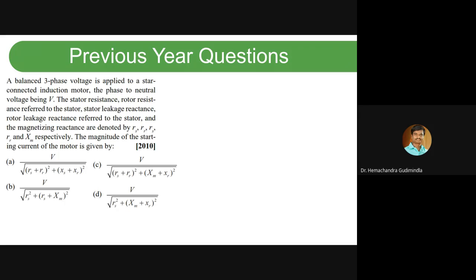Now a balanced three-phase voltage is applied to a star connected induction motor, the phase to neutral voltage being V. The stator resistance, rotor resistance referred to the stator, stator leakage reactance, rotor reactance, this is I think Xs and here it is Xr, because the reactance is referred to the stator, and magnetizing reactance denoted with Xm respectively. Then what about the starting current of the motor? I starting, that is I starting, Is.